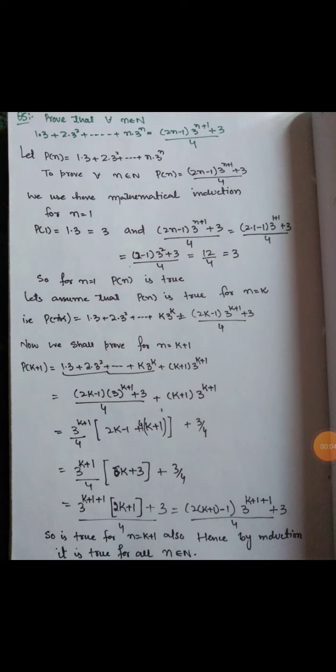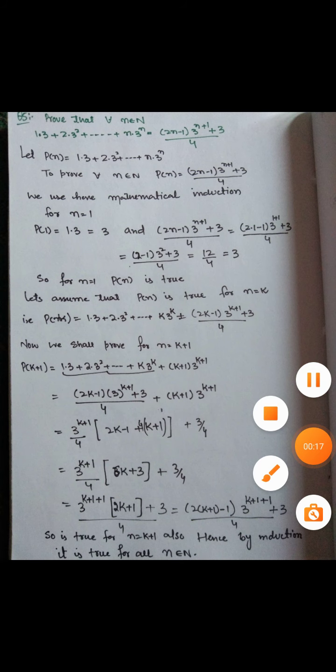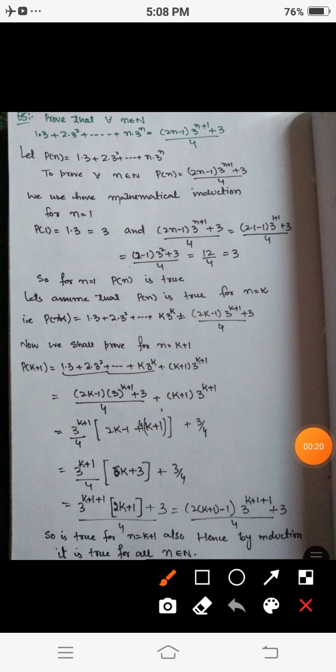Assalamu alaikum dear students. We are solving statements through mathematical induction, and today we are going to solve question number 5 of this exercise. We have to prove that for all n belonging to natural numbers, 1 into 3 plus 2 into 3 square plus so on to n into 3 raised to n is (2n minus 1) into 3 raised to power n plus 1, plus 3 upon 4. We have to prove that this statement is true for all n.